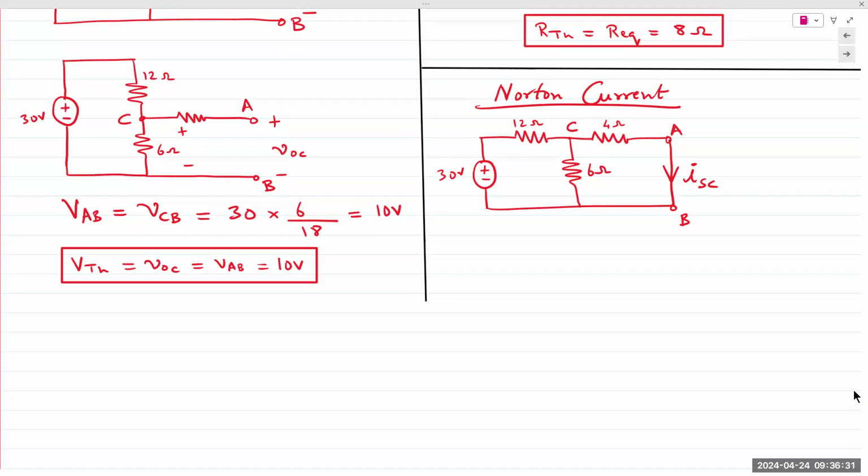So again, Norton current requires a wire to be placed at the terminals of analysis. When you place a wire, that circuit is different from the Thevenin resistance and the Thevenin voltage circuits. It also has sources and the extra wire at the terminals. The circuit has now changed.